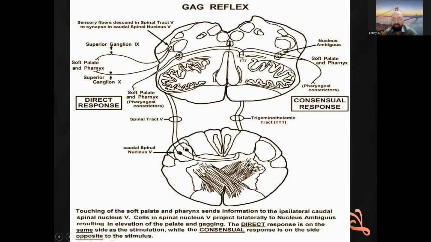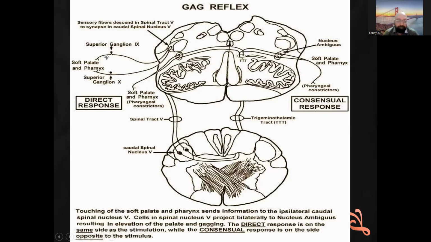So the gag reflex is more or less exclusively related to the glossopharyngeal nerve, both the sensory limb as well as the motor limb, because both are carried through the glossopharyngeal, being a mixed nerve. So that is one important applied aspect with regard to the glossopharyngeal: the gag reflex.